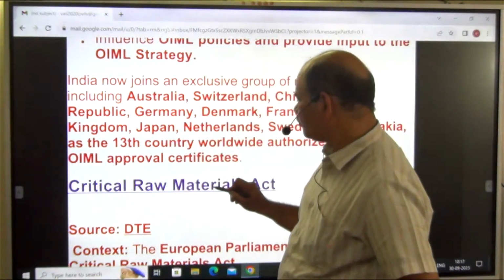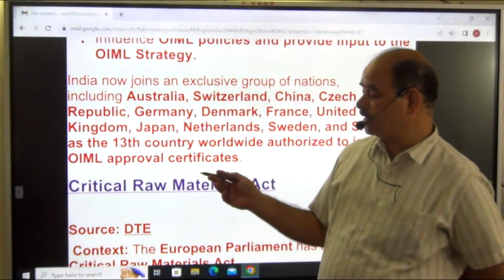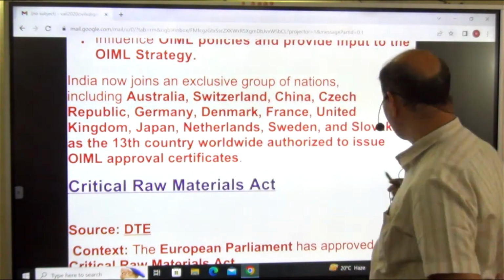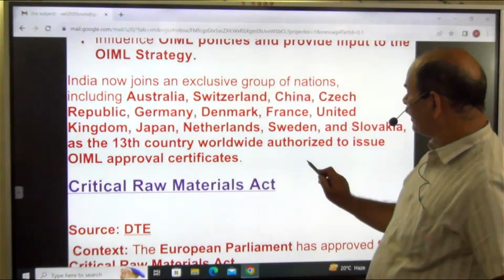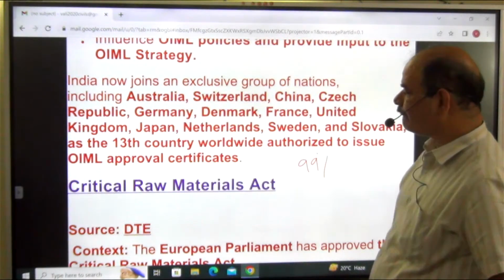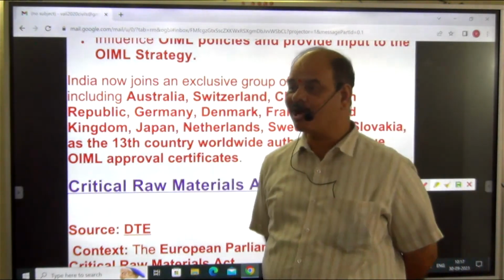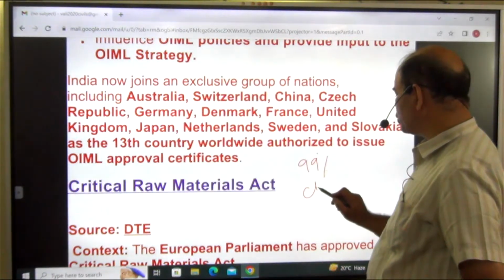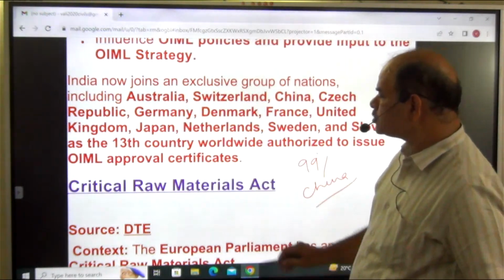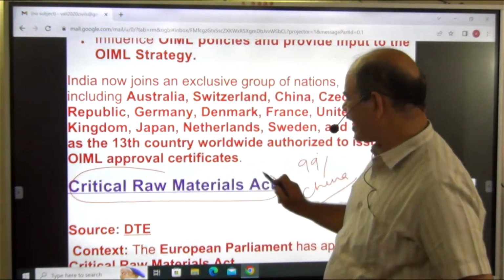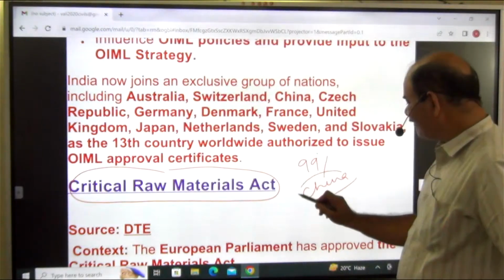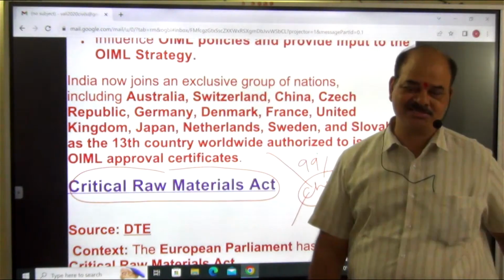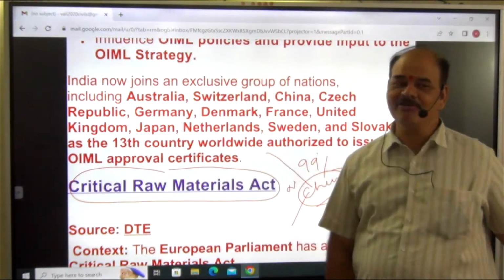So now, as they are in need of these rare minerals, especially lithium, and even now they are dependent on China. 99% of the requirement of the European Union with regard to lithium or critical raw materials or rare earths is fulfilled by imports from China. So they have passed the Critical Raw Material Act to replace China or diversify their importing countries. If China says no, then they will face a lot of trouble.